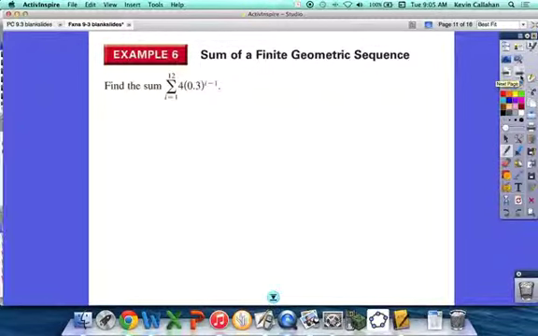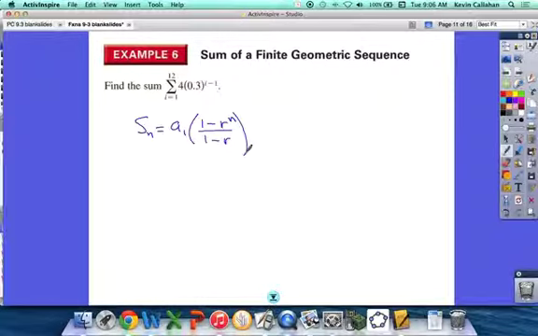So the sum of this finite geometric sequence. Using that formula, and I always write down whatever formula I'm going to use first, before I start plugging things into it. Here's our formula: Sn equals A1 times 1 minus R to the n divided by 1 minus R.